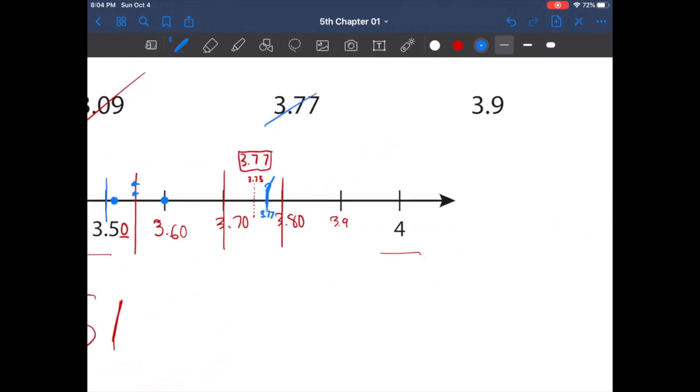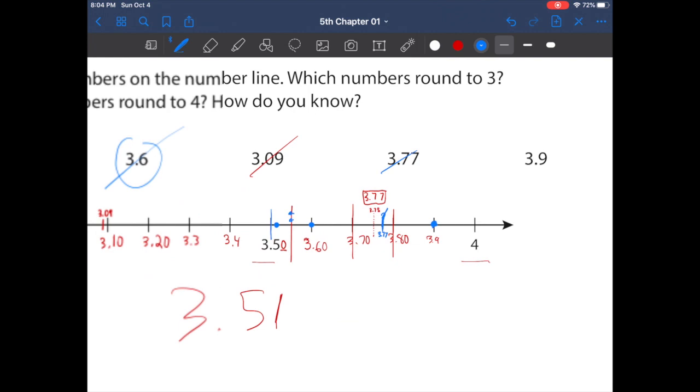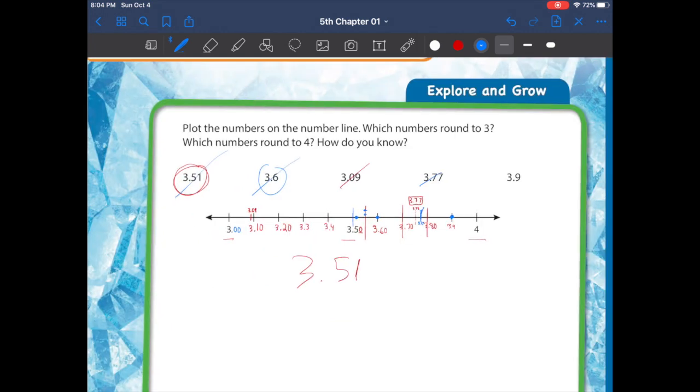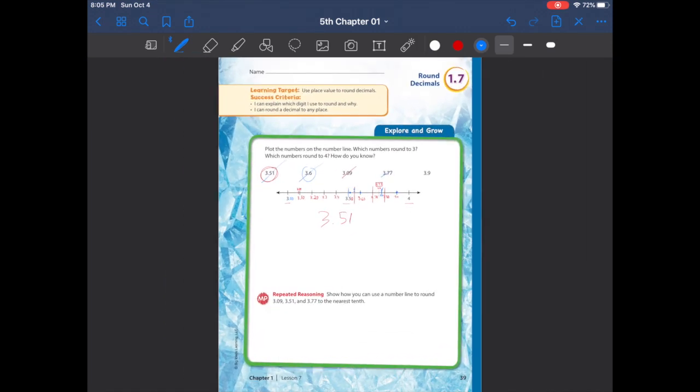Okay, let's do the last one. And 3.9, lucky for us, we labeled it. There is 3.9. So this was kind of just a visual for us to see really quick on how to round numbers using a number line. All right, let's go on to the next lesson.